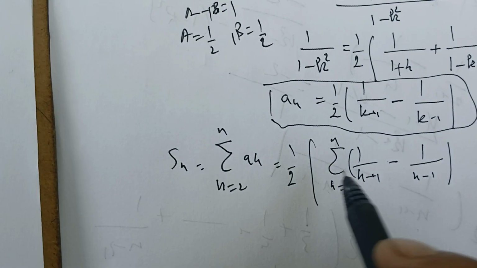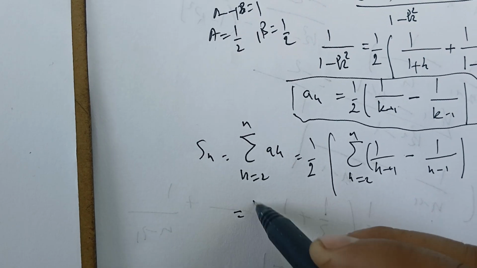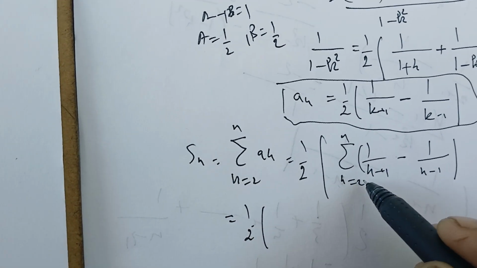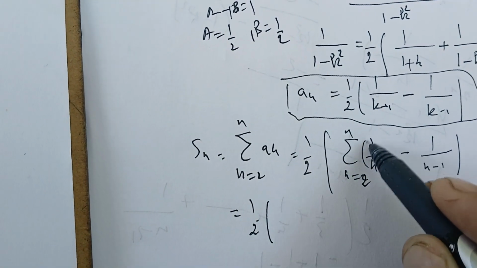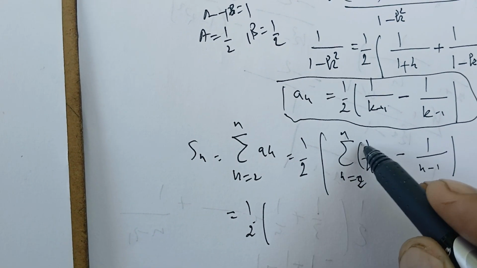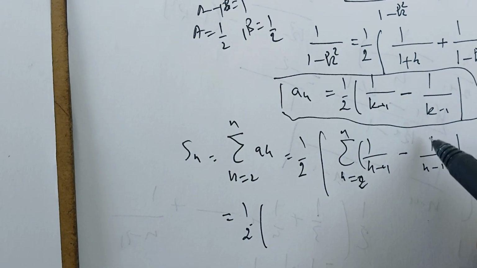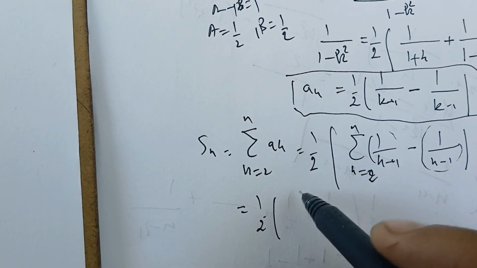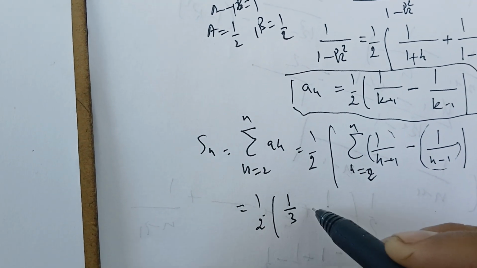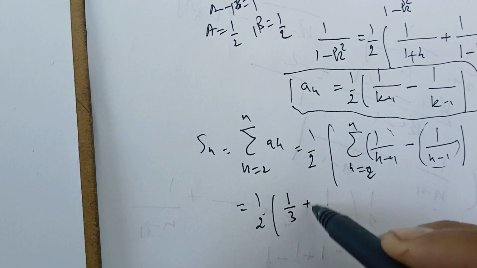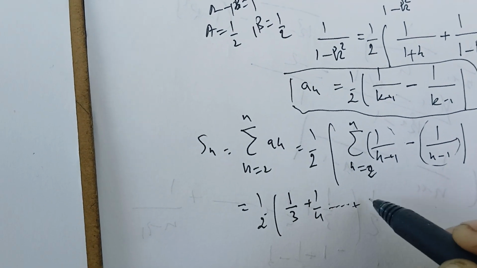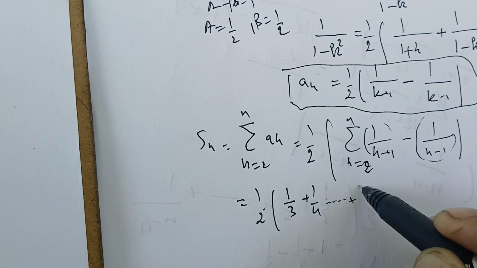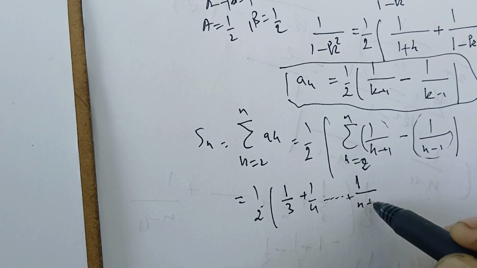Let's start computing here. In fact, let's rewrite this one. Let's focus on the first series. When k is 2, we have 1/3. When k is 3, we have 1/4. And the last term, when k is n, gives us 1 over n plus 1.